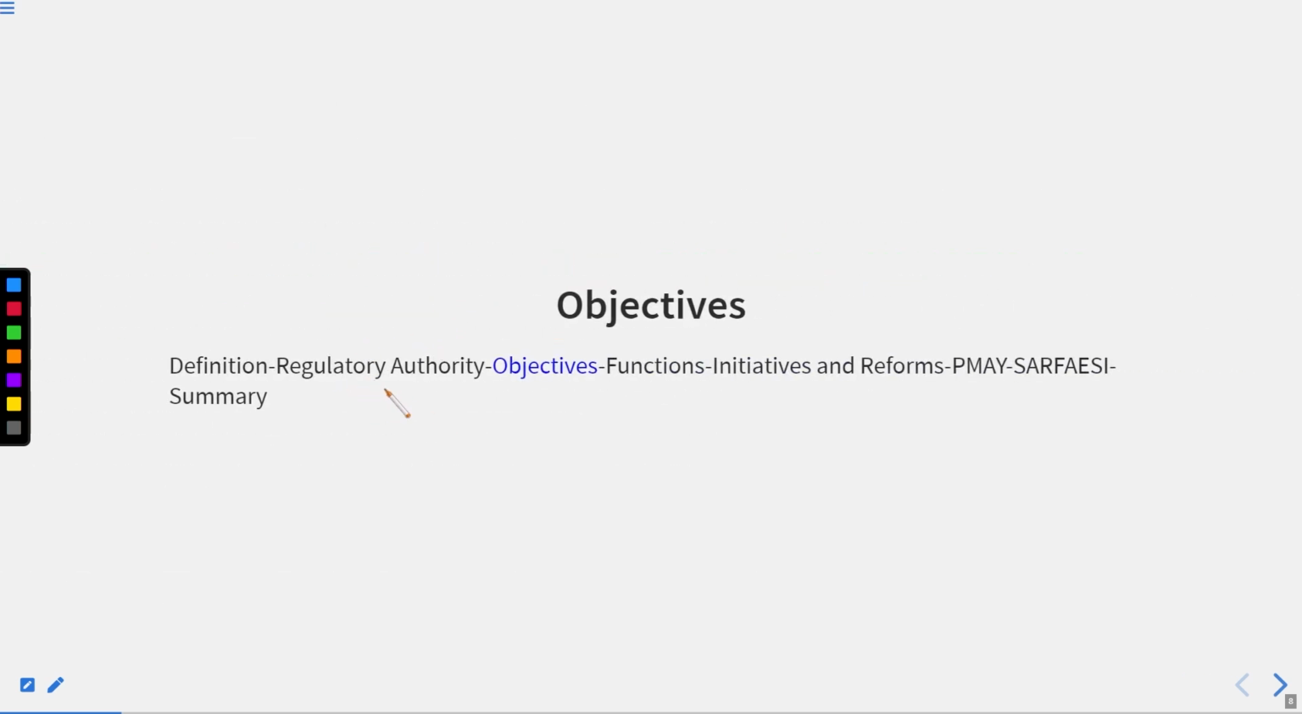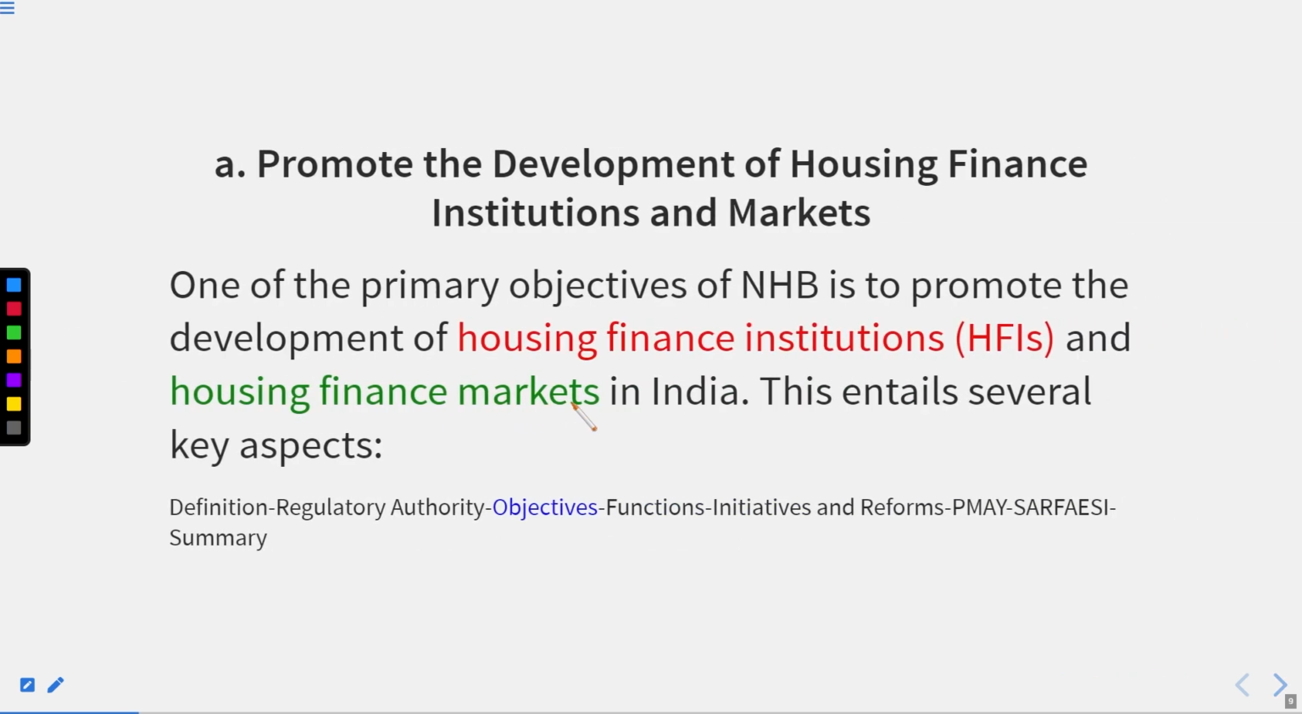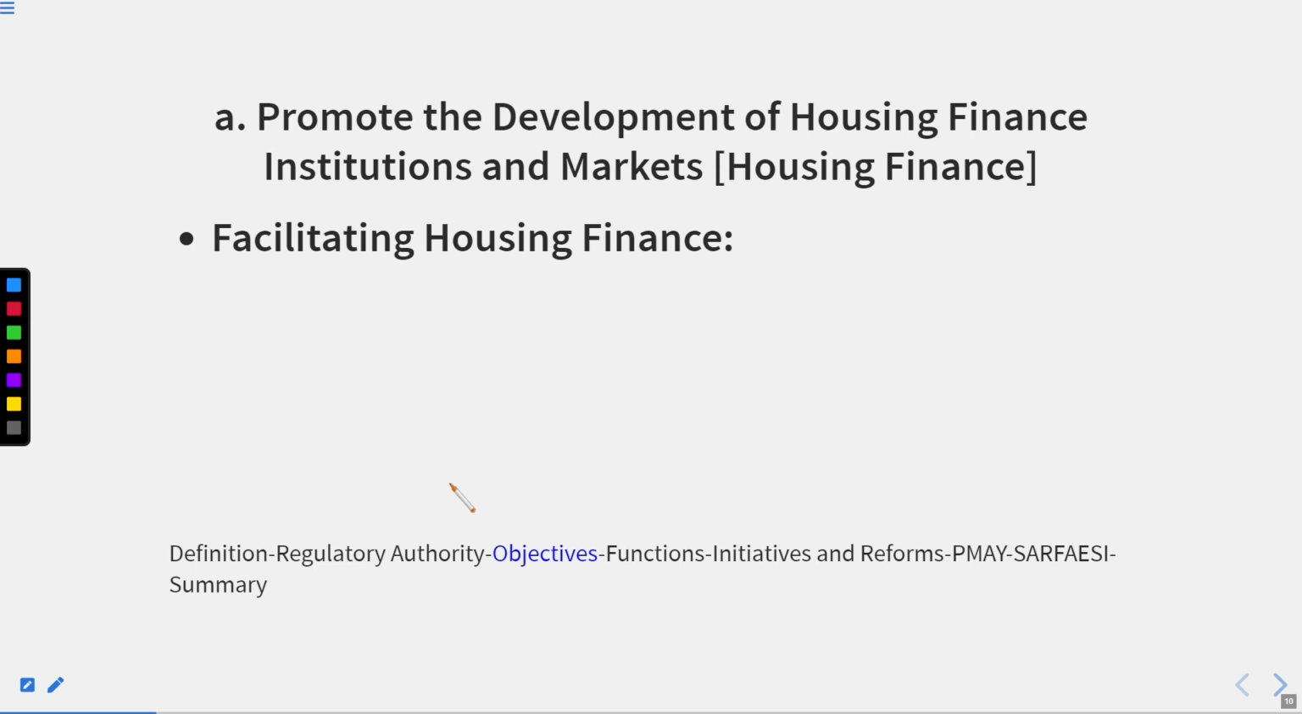After finishing the regulatory authority and the definition, now we have the objectives part. Let's start. So the first objective is to promote the development of housing finance institutions and markets. Okay, development of housing finance institutions and housing finance markets in India. This entails several key aspects. Let's begin. First is facilitating housing finance.